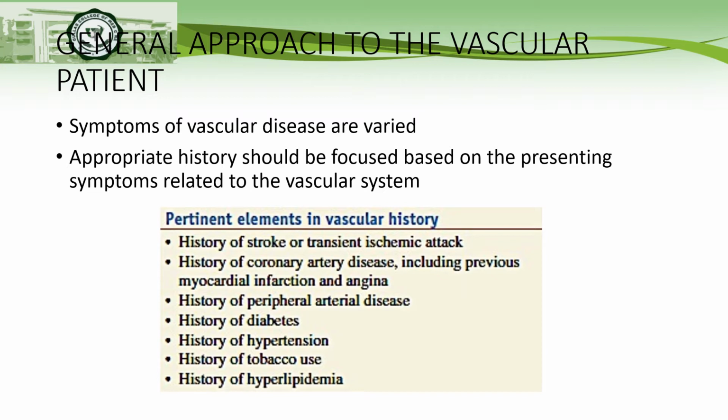Appropriate history should be focused based on the presenting symptoms related to the vascular system. Pertinent questions that need to be asked are shown here in this table. So basically just a history of the comorbidities and history of previous MI or anginal episodes, as well as tobacco use.